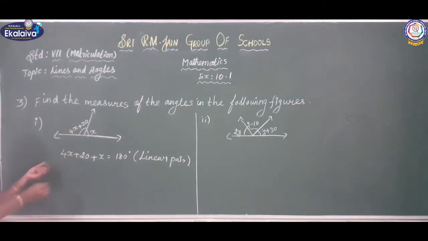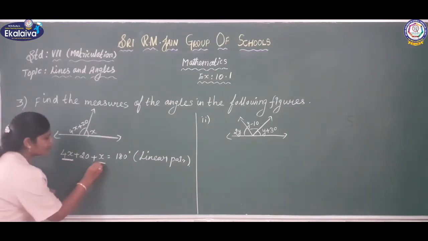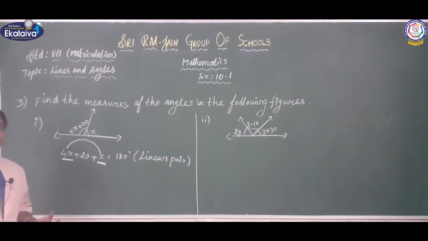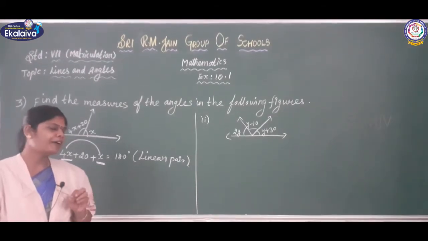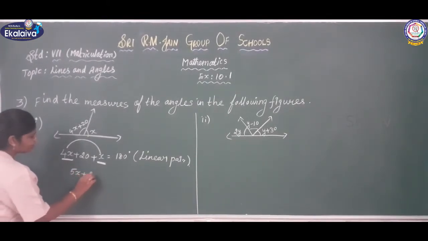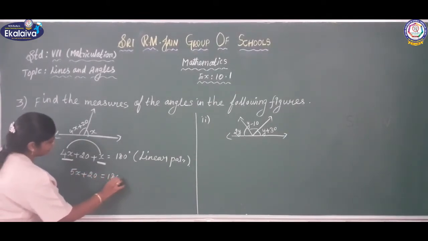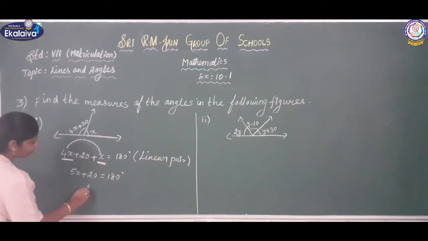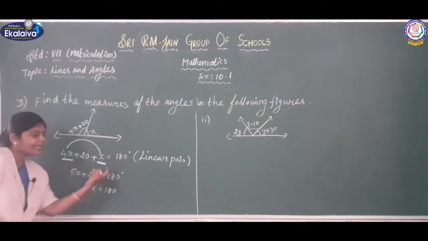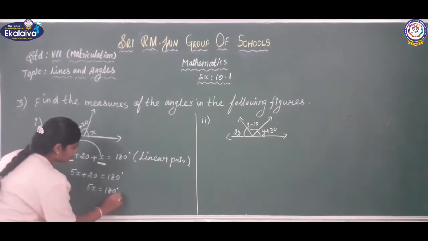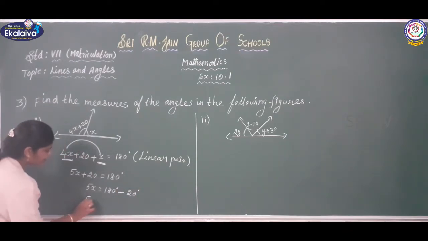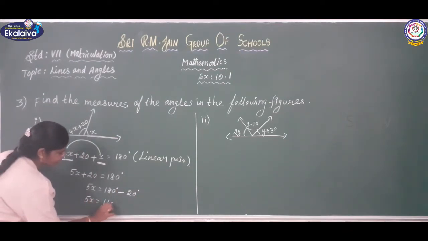Okay. Now look here, 4x and 1x. When we add this, what will you get, children? 4x plus x, what will you get? 5x. So 5x plus 20 equals 180 degrees. So 5x equals 180, the plus 20 changes to the other side as minus 20 degrees. So 5x equals 160 degrees.